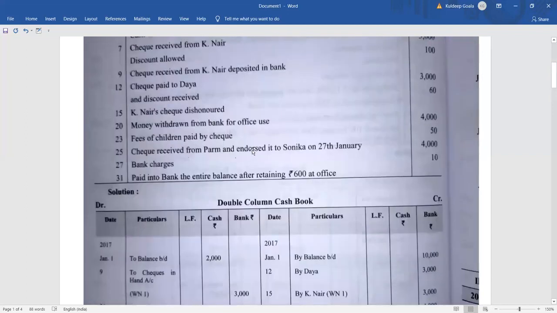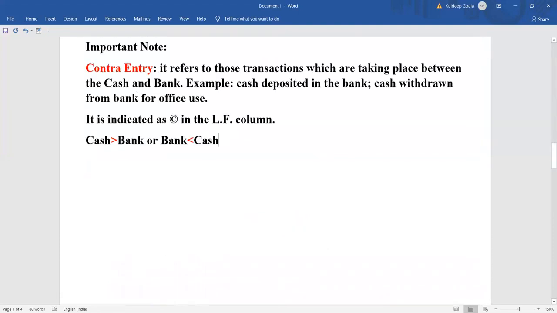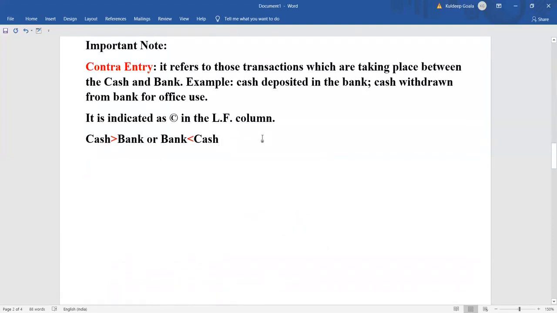So now next, January 20, money withdrawn from the bank for office use. We withdrew money from the bank. For what? For office work. So what happened? What will be the entry? The concept of that entry is contra, right? Now here what will happen? You just try to understand this entry, okay? I will explain. Check withdrawn from bank for office use, isn't it? This is the concept.